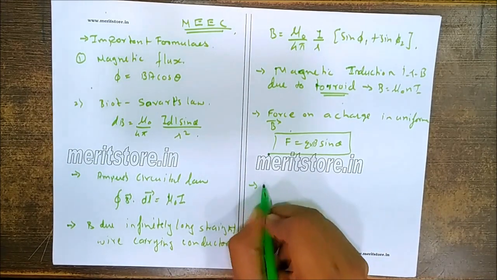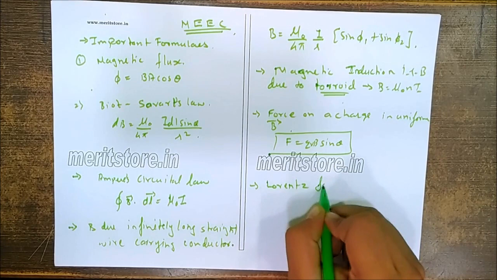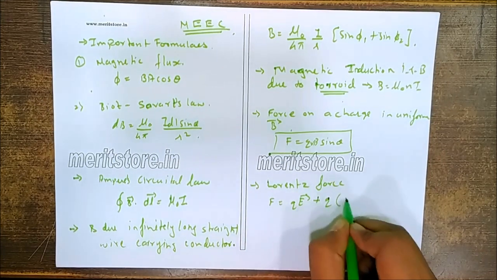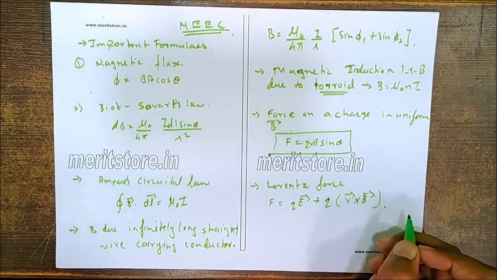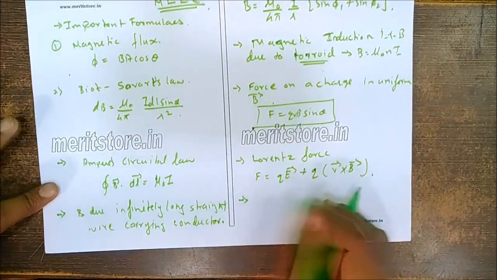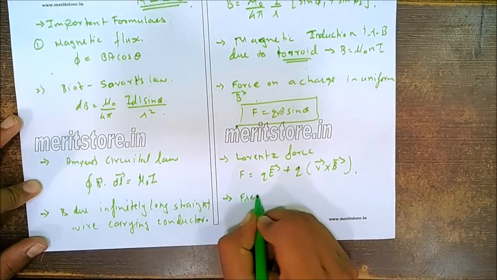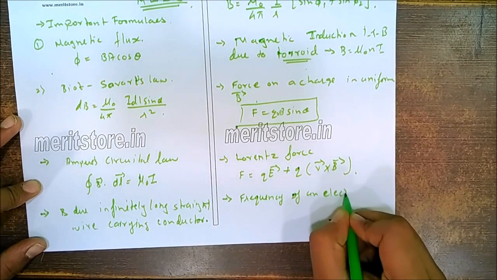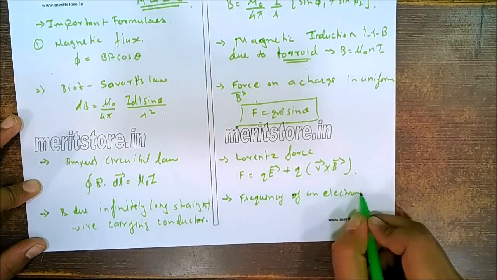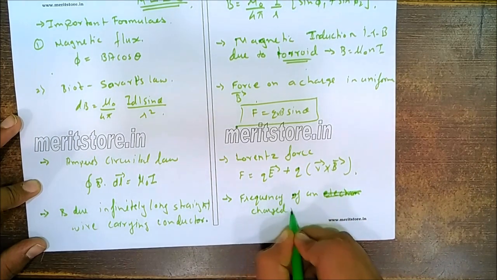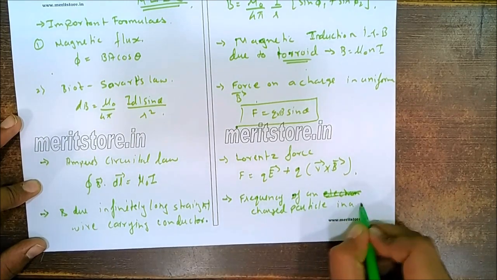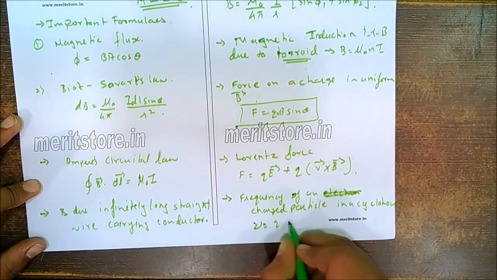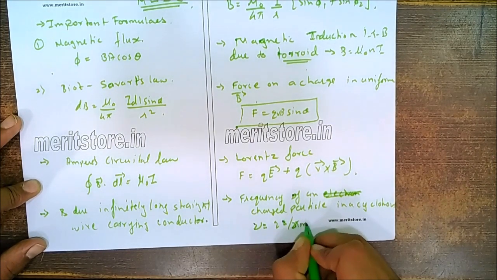Now we also have another force called Lorentz force, and this equation is given as Q E bar plus Q v bar cross B bar. The next formula is frequency of a charged particle in a cyclotron. So it is given as nu is equals to QB upon 2 pi m.